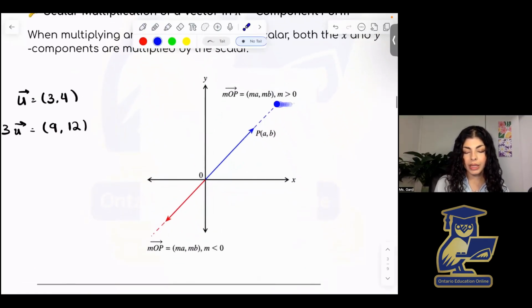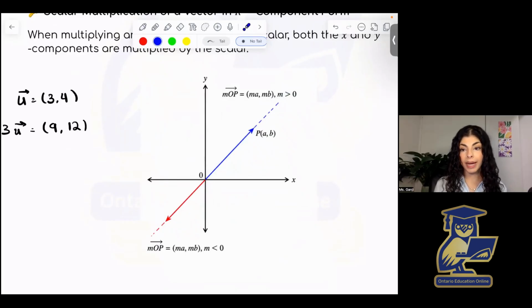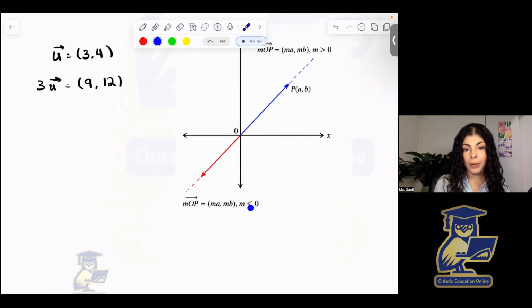Now, if m is greater than 0, you are moving in the same direction. Your direction doesn't change. You just have that the magnitude of your vector is changing, and it follows the same pattern as last time. If m is between 0 and 1, you're shortening it. If m is greater than 1, you're lengthening it. And if m is equal to 1, you have the same vector. Now, if m is less than 0, then when you multiply it, you actually have the opposite vector. And again, the same thing will hold. If the magnitude of m is between 0 and 1, you're shortening the vector in the opposite direction.